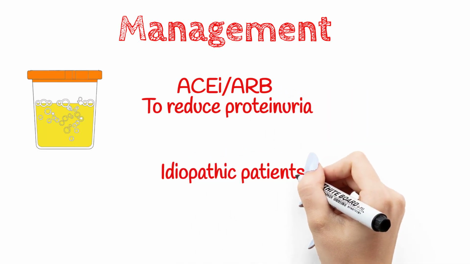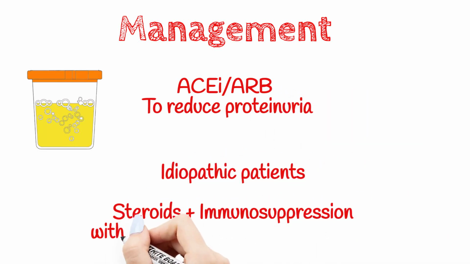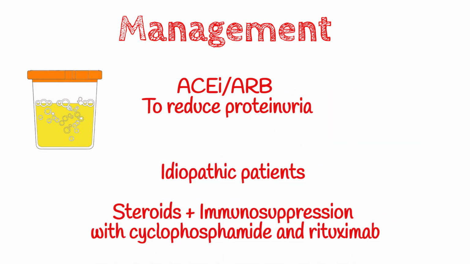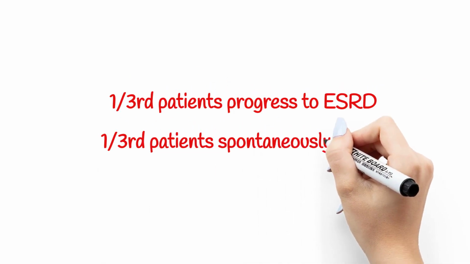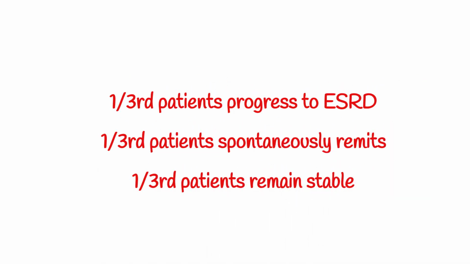Idiopathic patients are given steroids and immunosuppression with cyclophosphamide and rituximab. One-third of the patients progress to ESRD, one-third spontaneously remit, and one-third remain stable.